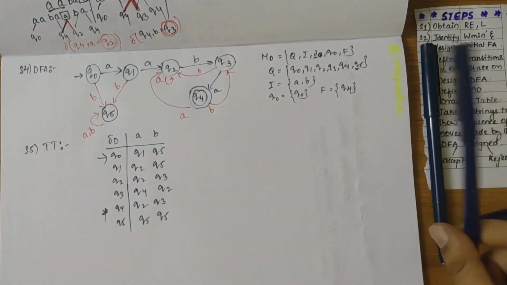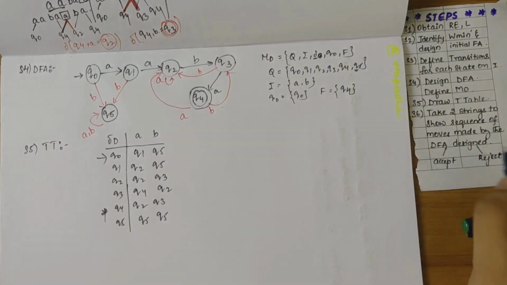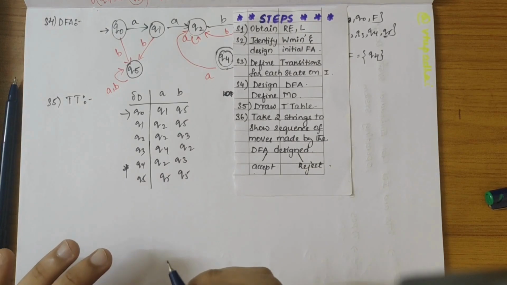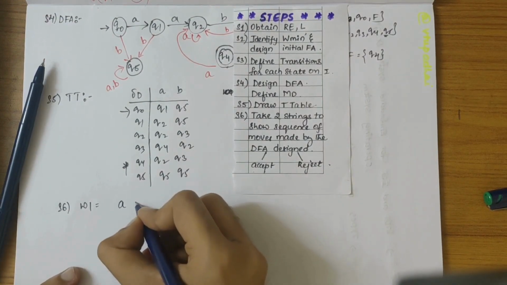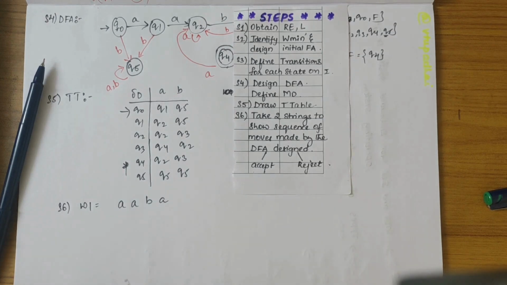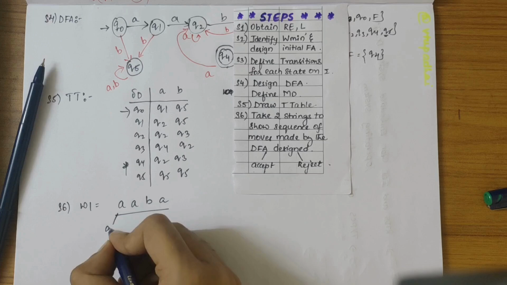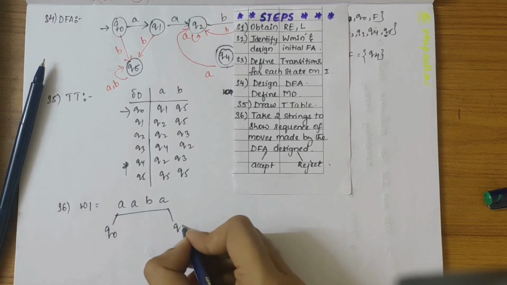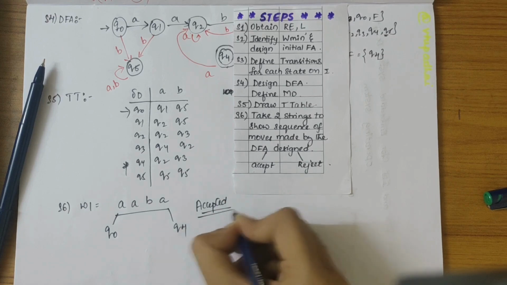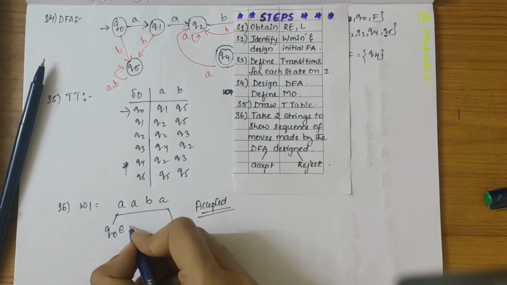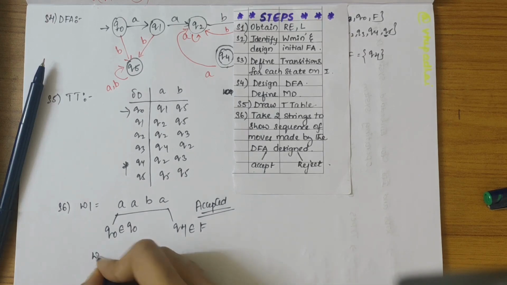As you can see, our next and final step is to take 2 strings to show the sequence of moves made by the DFA design. So let's take step 6, W1, let's take it as AA and BA. So we have seen that AA, BA is legal. So if you even check from Q0, it will end up at Q4 only. Thus it is accepted. This belongs to Q0, and this also belongs to the final state.